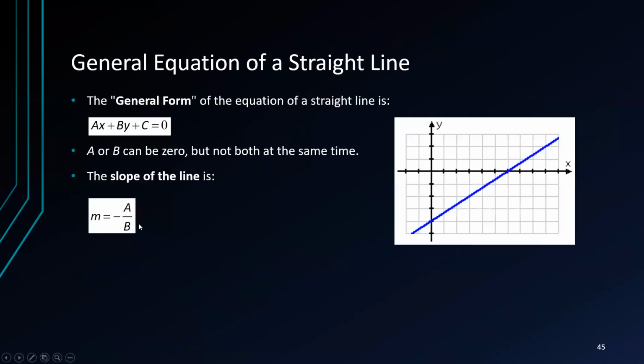So general equation of straight line. The general form of the equation of a straight line is ax plus by plus c equals 0. A or B can be 0, but not both at the same time. The slope of the line is m is equal to negative a over b. Slope niya, upward. Positive upward, negative downward.